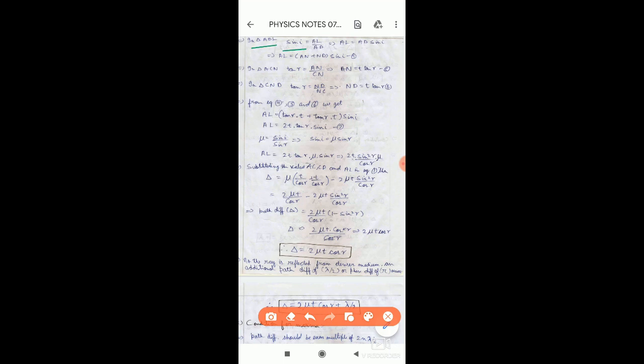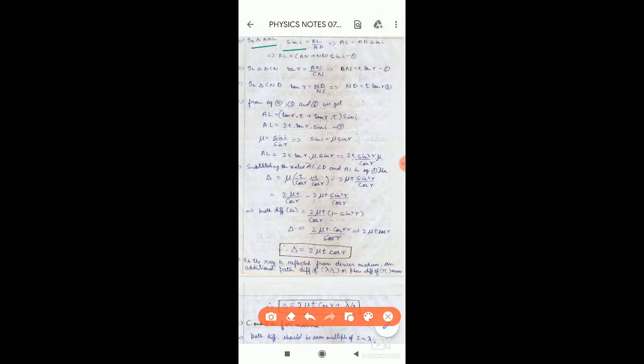As you know from Snell's law, mu equals sin I upon sin R, so sin I equals mu sin R. Putting this value in equation 7, we get 2T tan R into mu sin R. It becomes 2 mu T sin square R upon cos R.